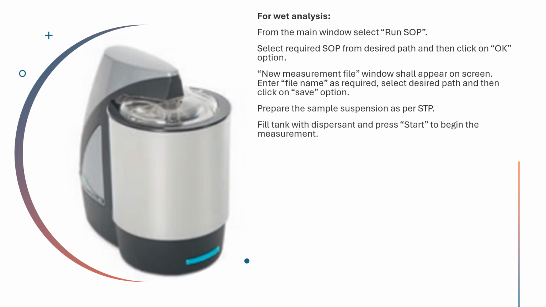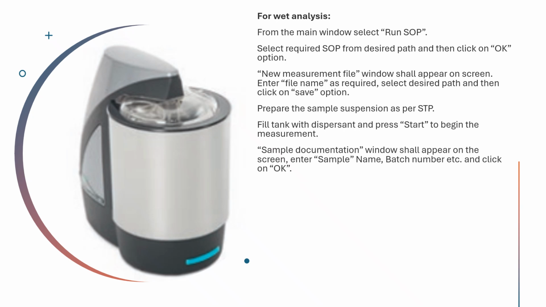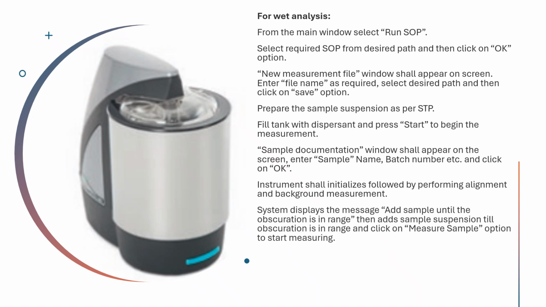and then fill the tank with dispersant and press start to begin the measurement. The sample suspension preparation and whatever dispersant is used should be as per the standard testing procedure. Now the sample documentation window will appear on the screen; enter the sample name and batch number, and click on OK. Then the instrument will initialize, followed by performing alignment and background measurement. It will automatically initialize and give you the instructions.